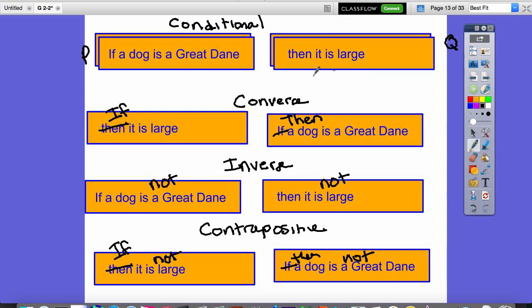And let's look at whether these are true statements or not. If a dog is a Great Dane, then it is large. Yes, that's true. If a dog is large, then it is a Great Dane. Well, that's false because there are other dogs that are large that are not Great Danes. If a dog is not a Great Dane, then it is not large. It's also false. A Bull Mastiff is not a Great Dane, but it is large. And if a dog is not large, then it is not a Great Dane. If I'm looking at a small dog, then I know it can't be a Great Dane. So once again, our conditionals and our contrapositives are true, our converse and our inverses are false.